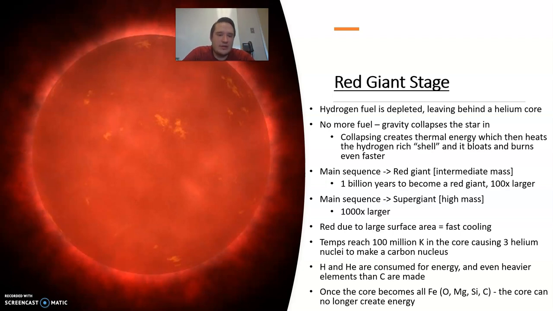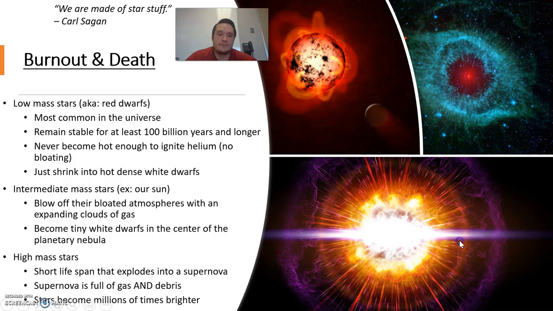Temps reach 100 million Kelvin in the core, causing 3 helium nuclei to make a carbon nucleus. Hydrogen and helium are consumed for energy, and even heavier elements than carbon are made, such as iron. Oh, let me finish on you real quick. I apologize. Once the core becomes all iron, or oxygen, magnesium, silicon, and carbon, the core can no longer create energy. That is because it has become a metal, well, and a few non-metals, but iron and magnesium are both metals. And we have burnout and death.